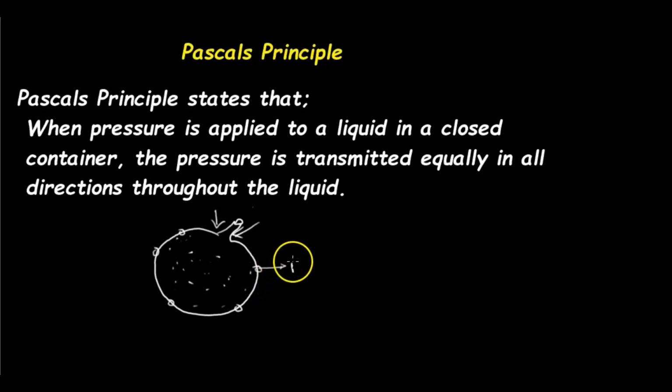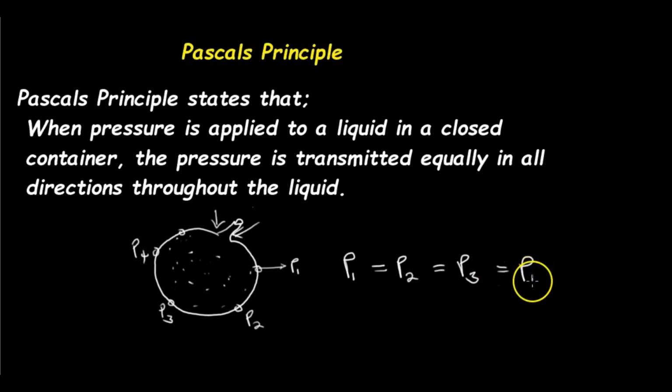pressure. So this will have a certain pressure, this one pressure 2, pressure 3, pressure 4. What Pascal is saying is that the pressure from the hole 1 is equal to the pressure in the second one, equals to the third one, and is equal to the fourth one. So this is all what Pascal was trying to say.